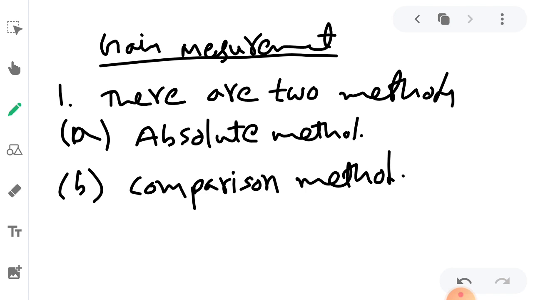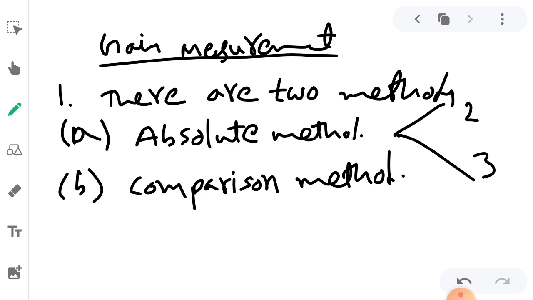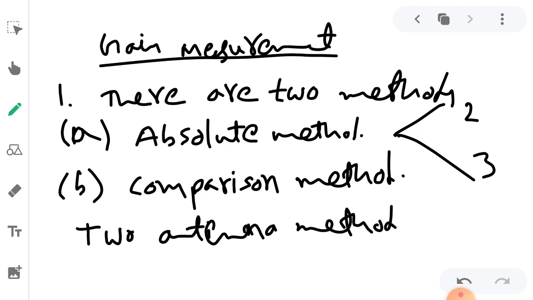In the absolute method we can further divide into two types: the two antenna method and the three antenna method. In case of this absolute method we directly use antennas. Two antennas are used. So first we will see the two antenna method.